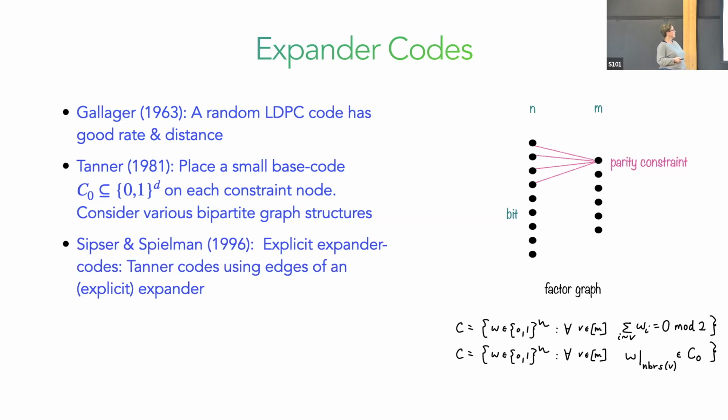Okay. So move another 15 years forward, Sipser and Spielman came up with a concrete suggestion for a Tanner code. They said, let's choose the factor graph to come from an expander graph. I'll show it in the next slide. And they proved that this code has constant distance. So up until here, it was not known how to prove that the code has constant distance.